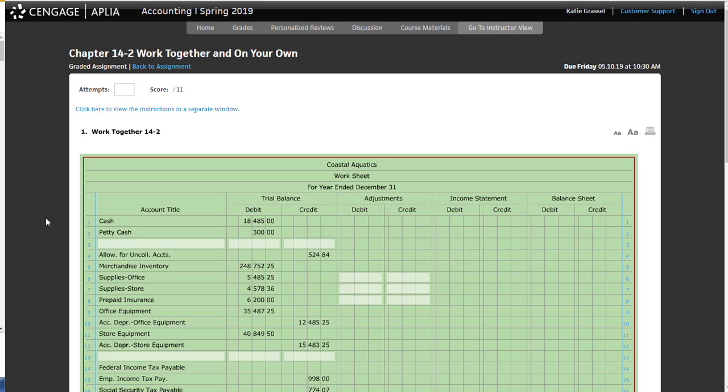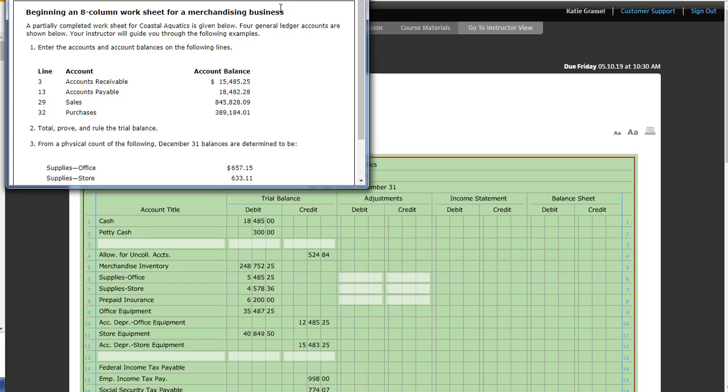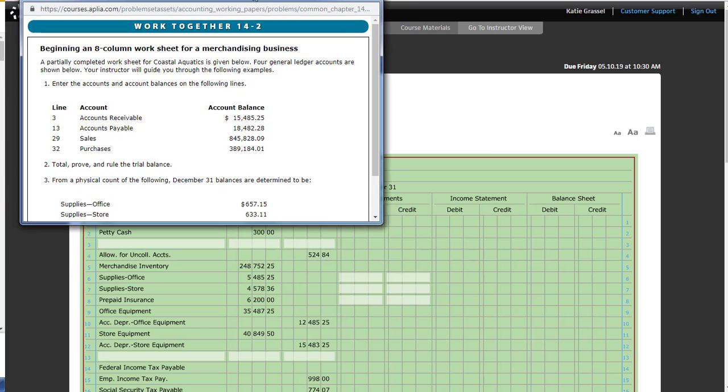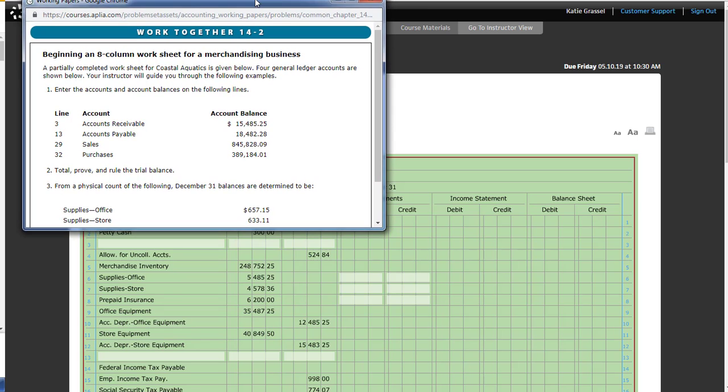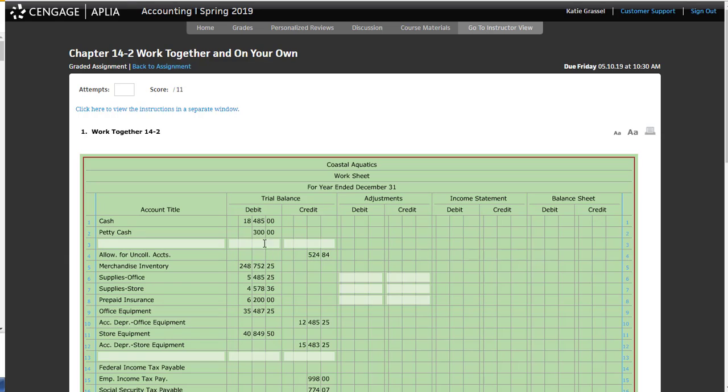Should we do that? Let's rock and roll. Okay. A partially completed worksheet for Coastal Aquatics is given below. Four general ledger accounts are shown. Your instructor will guide you through the following examples. Enter the account and account balances on the following lines. Line number 3, accounts receivable. What type of account is that? Asset. Thank you. So accounts receivable is an asset. What is the normal balance of an asset? Debit. So we got to put $15,485.25 as a debit.